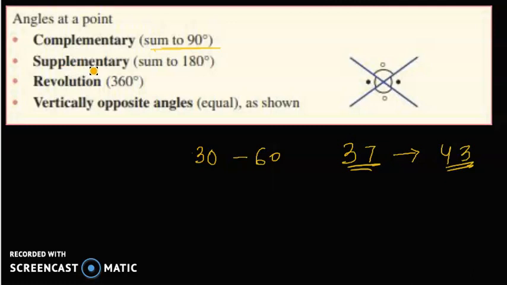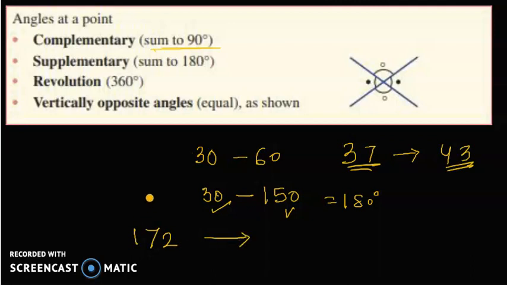Similarly, the term supplementary stands for when the sum of two angles is 180 degrees. For example, if any angle is say 30 degrees, its supplementary will be 150 because 30 plus 150 is 180. I hope it is clear. Similarly, if any angle is say 172 degrees, its supplementary will be 180 minus 172, that is 8 degrees. So that is the definition for supplementary.